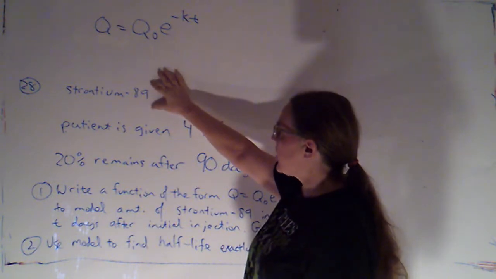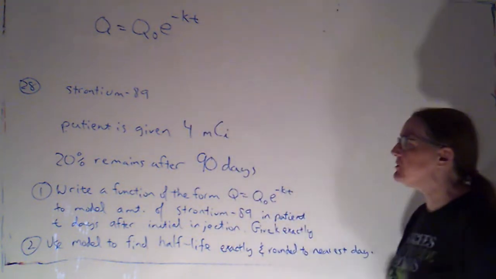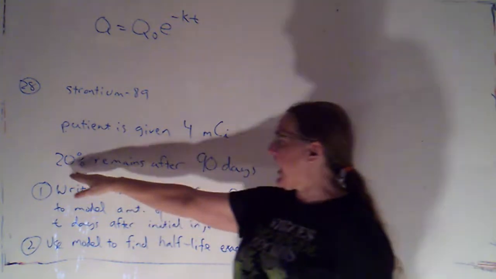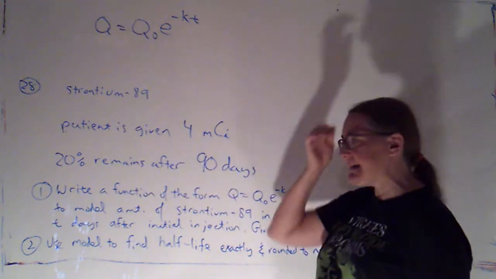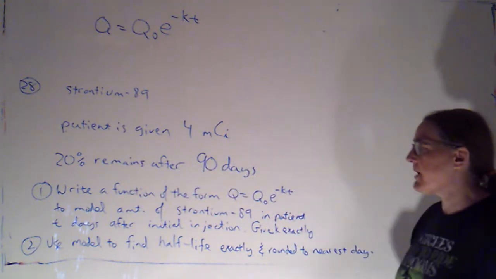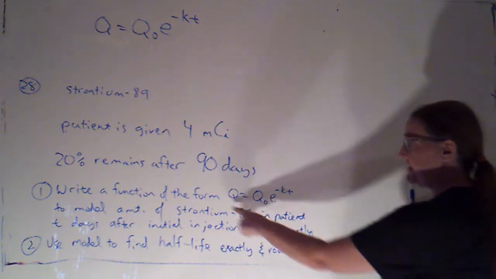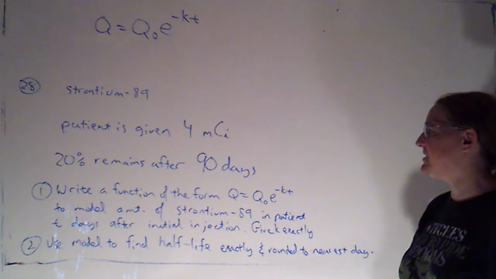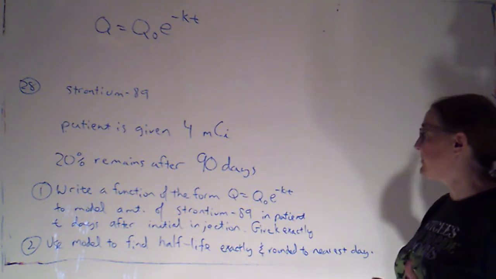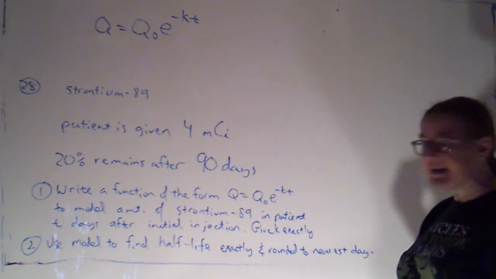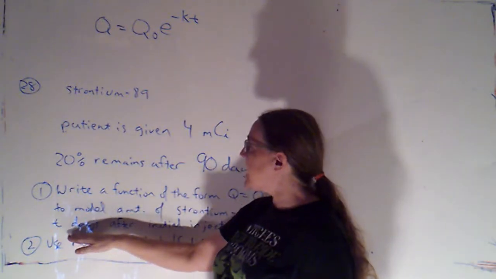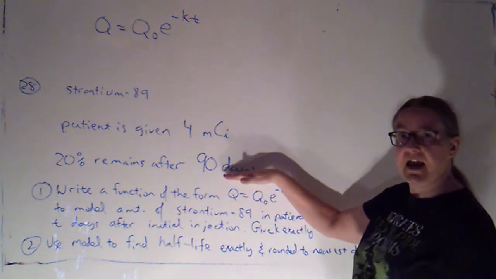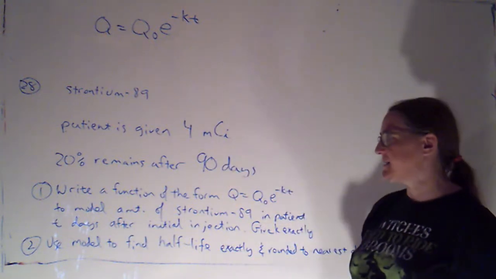This problem involves strontium-89. A patient would be given 4 millicuries, and we're told that 20% of that remains after 90 days. So the first thing I'm asking you to do is write a function of this form, same thing I've got written up here. Use the general model for radioactive decay to model the amount of strontium-89 in the patient. And t would be the number of days from the initial injection. I know to use units of days just because that's how my data was given to me.